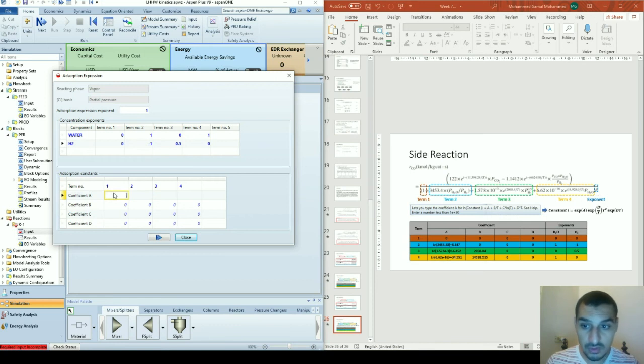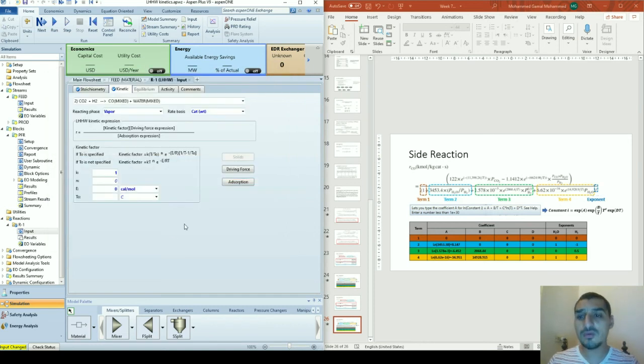For term number 1, all are zeros. For term number 2, we have A equals 8.147 and B equals 0. For term number 3 is 6.452. And for term number 4, A equals 34.951. And for term number 3, B equals 2068.44. For term number 4, the coefficient B equals 14,928.915. So we're now done with everything.